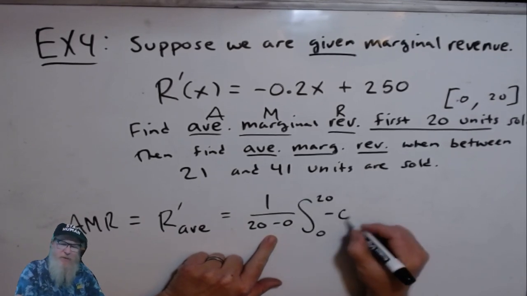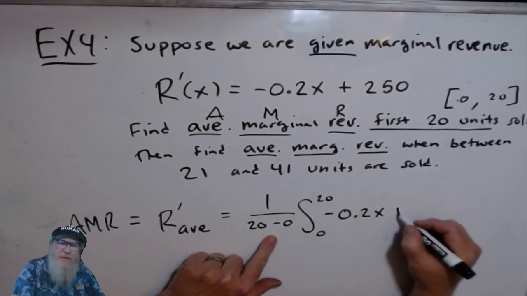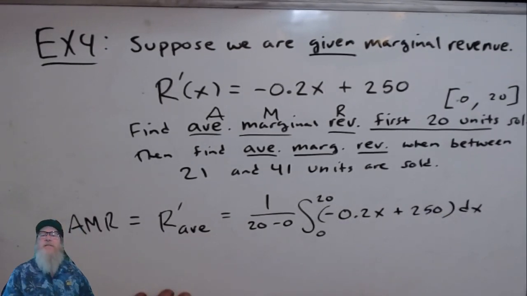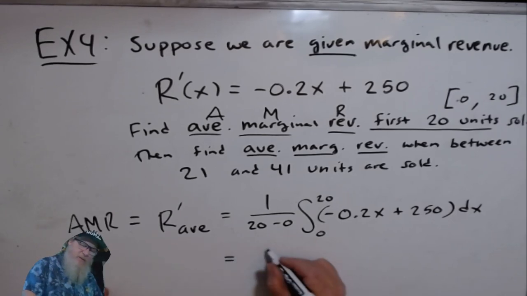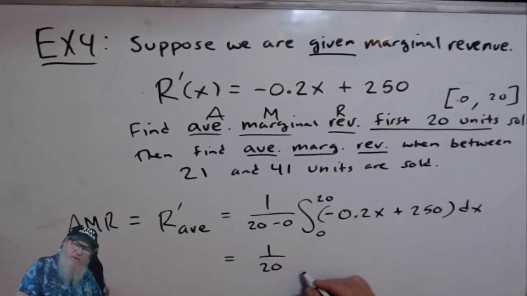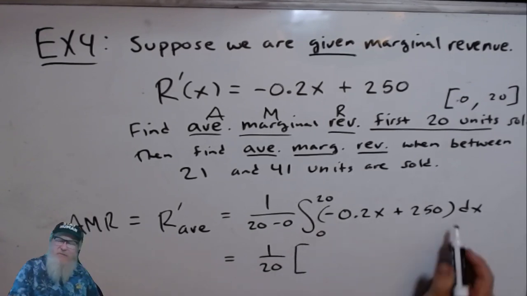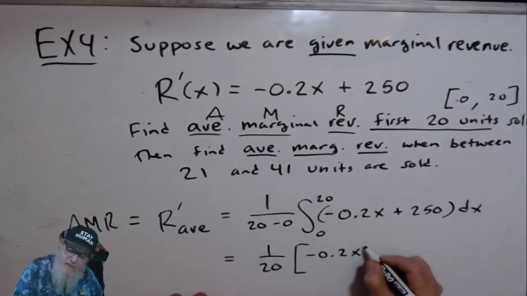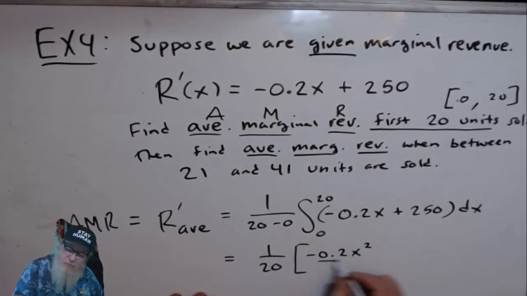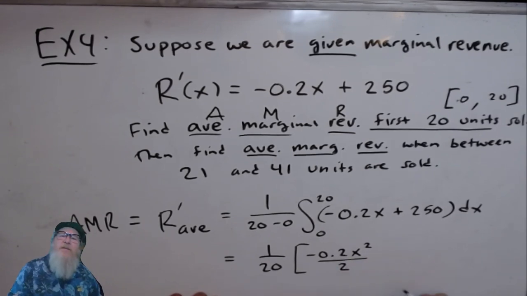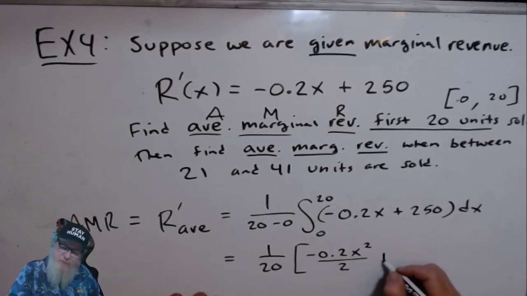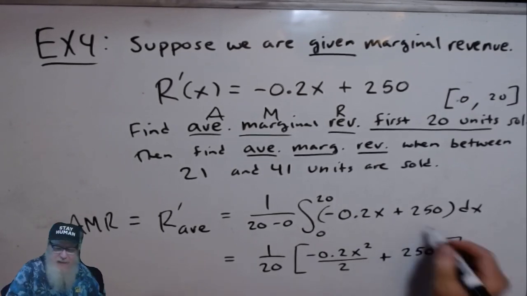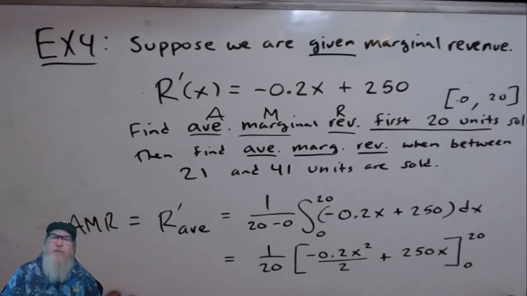And then the integral of the marginal revenue function, negative 0.2x plus 250 with respect to x. This one's going to be smooth. I don't even need to do any fancy substitutions. I can just take the antiderivatives. Antiderivative of x is x squared over 2. Divide the constant by 2 here. Antiderivative of 250 is 250x. I didn't have to do any substitutions. I just go from 0 to 20.